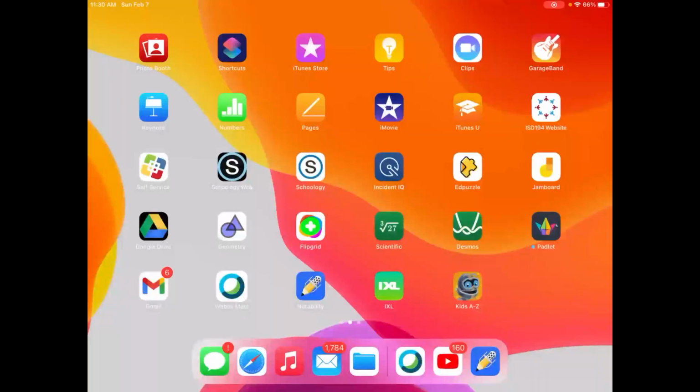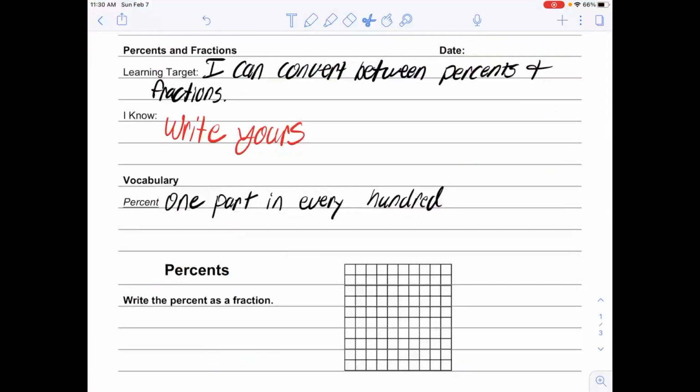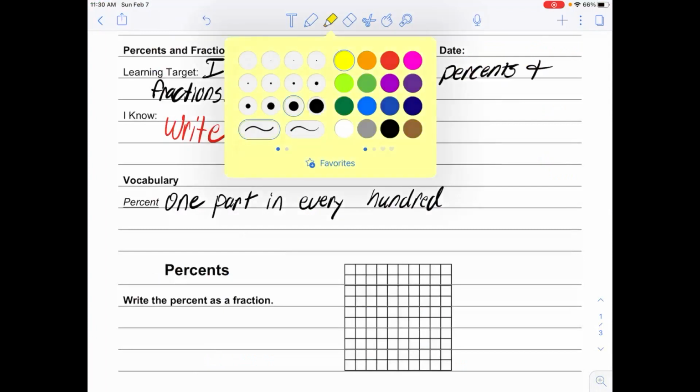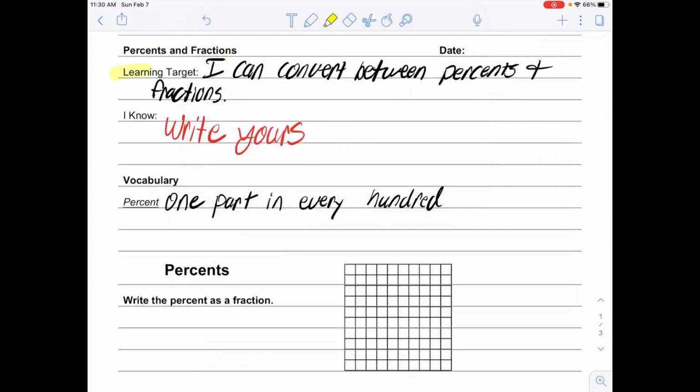Video we are talking about percent and fractions, and this is our first video for really getting into unit 9 after the customary quiz that you took. So our learning target today is I can convert between percents and fractions. Please write down the date that you're watching this video.